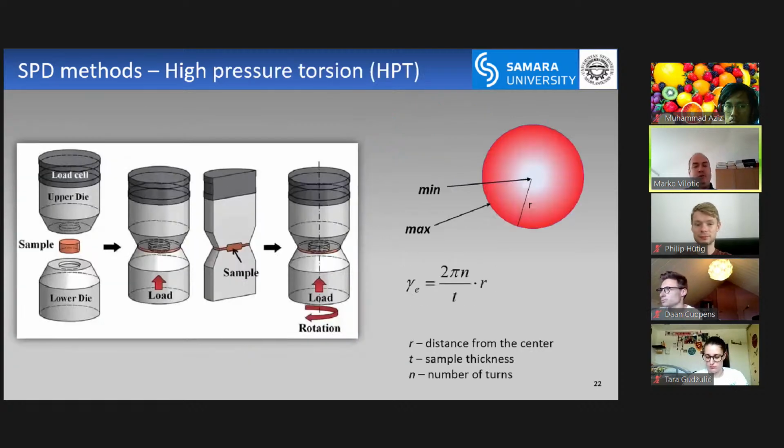The next method is called high pressure torsion. This method was actually invented by Professor Bridgman.